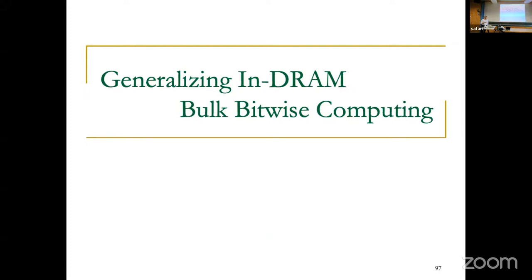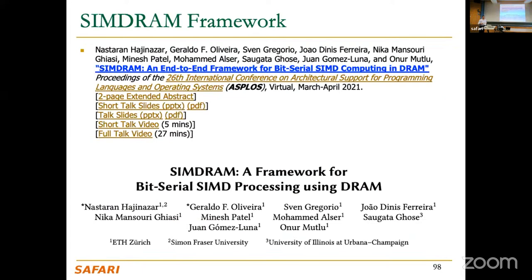And then OR, NOT. Okay, that's great. Now we are going to generalize this. So, okay, now we can do copy, we can do AND, we can do OR, we can do NOT. If you combine OR and NOT, we can do NAND, NOR, XOR. So all of those are possible. So what about addition? What about multiplication? Can you also do it? So you're going to allow this generalization to any other complex operation using the same primitive that Ambit proposed.